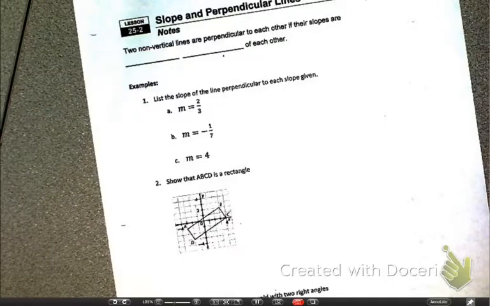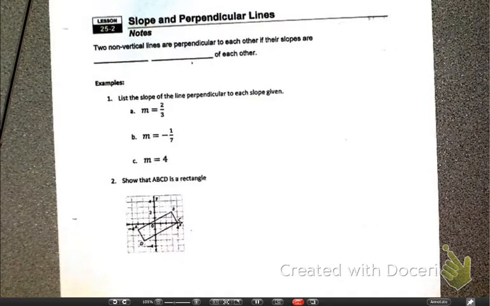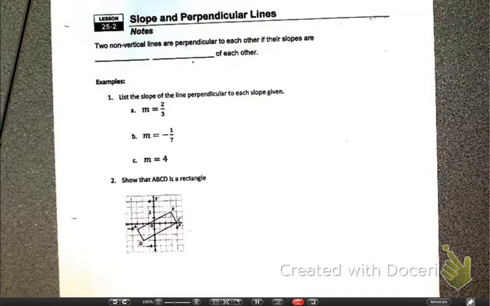All right, before we start talking about perpendicular lines, we started with parallel lines the other day. Can someone remind me what parallel lines are? Lines that never intersect no matter how far they go. Okay, lines that never intersect, and what else can we add to that? Not necessarily. They have the same slope. So parallel lines have the same slope.